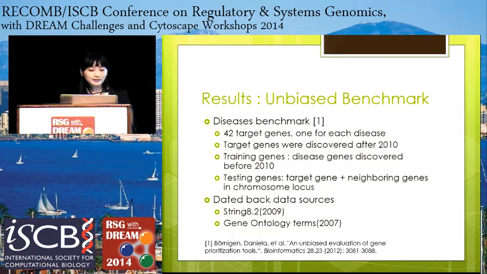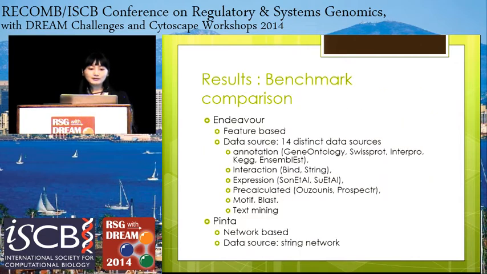We use data sources dated back to prevent having prior knowledge of these target genes. So the STRING network we use is from before 2010, and the gene ontology terms are also dated back before that certain time period. We compare our method with two different tools mentioned in that evaluation paper. These are the two best-performing tools across a wide collection of tools. One is purely feature-based and one is purely network-based, and they use different data sources.